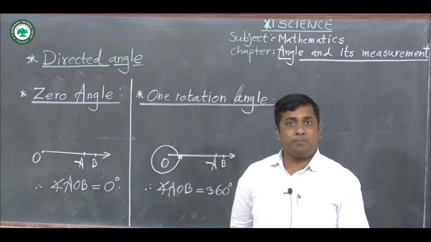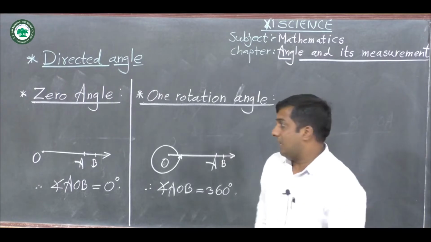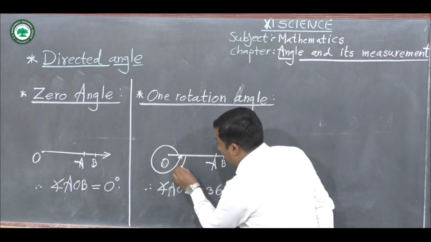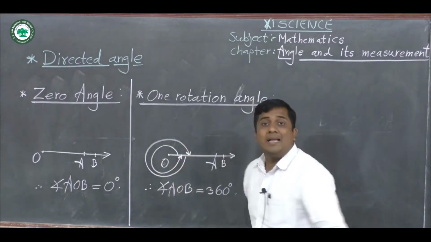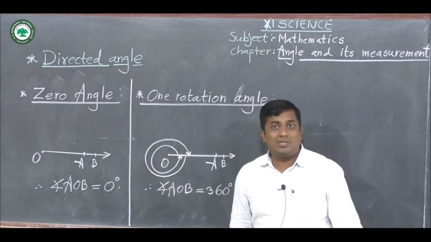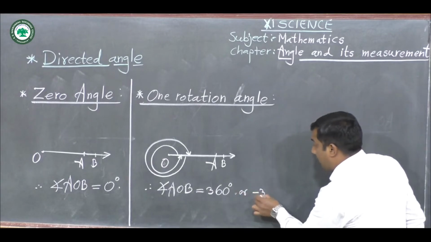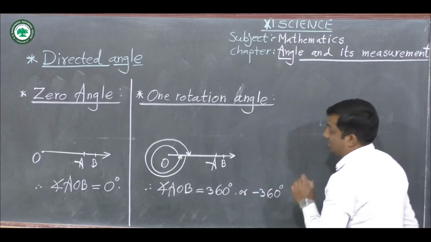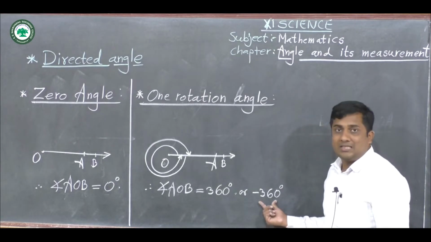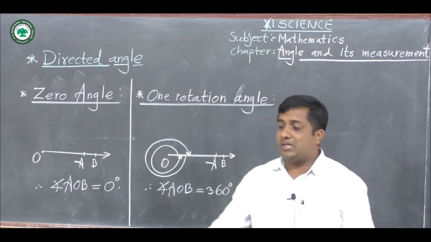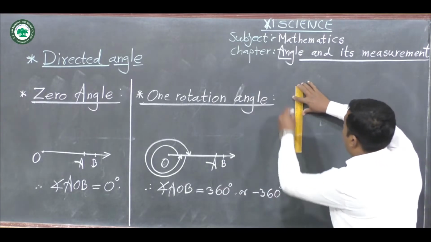Remember this point. Now if the rotation is clockwise like this, then the measure of angle is always negative. So the angle is minus 360 degree. So remember this definition also. Now we go with our next definition.